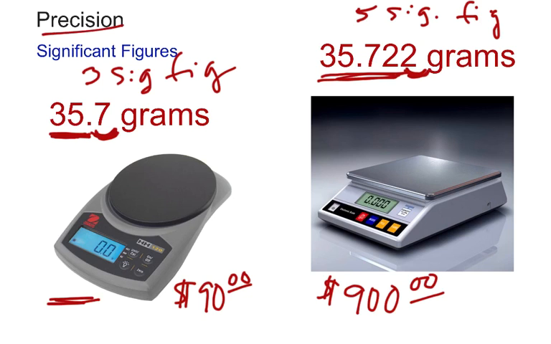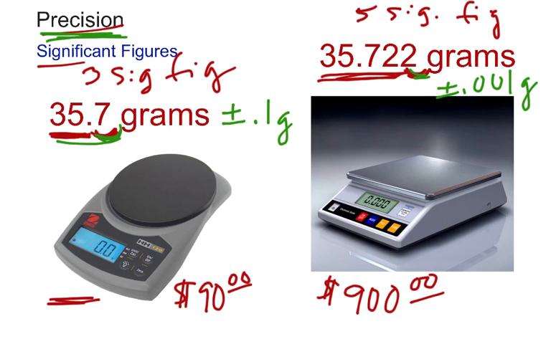So precision, we do that with significant figures. Accuracy, we do that with percent error. And finally, we might want to go one more step and say how much would it vary? So we might say plus or minus, in this case, 0.1 grams, because we would expect this value to vary by 1. For this one here, it would be plus or minus 0.001 grams, and that's much more precise. So significant figures or plus or minus uncertainties show how carefully precise a measurement is. And that's all.